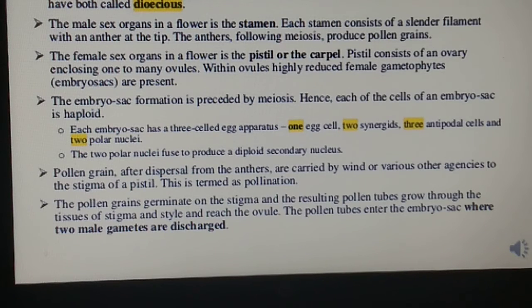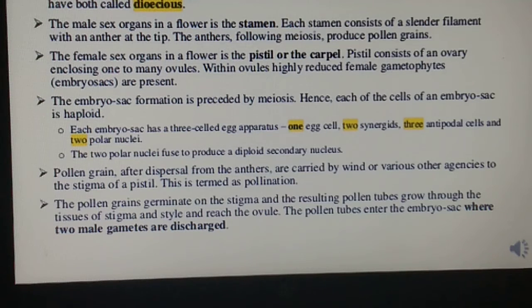Now talking about the female sex organs in a flower, that is the pistil or the carpel. Now what are the different parts of the pistil, students? It contains ovary, which has many ovules within it. It has stigma and style. So within ovule, there is a highly reduced female gametophyte that is also known as embryo sac. Fine. So it consists of an ovary within which there are a lot of ovules. And within ovule, students, there is a highly reduced female gametophyte that is known as embryo sac.